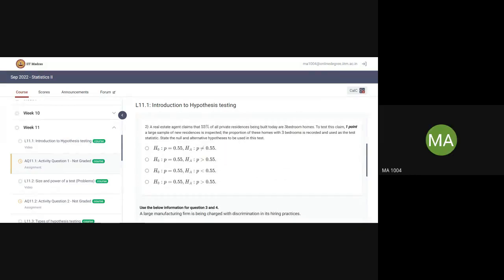Is there any other example? Ma'am, can I ask something in the same question? If the question would have been that the real estate agent claims that 55% of all residents being built are not 3-bedroom homes, then the null would have been P equals 0.55. Even then, yes, even then. We will always put the is-equal-to part in the null. You always put the simple hypothesis in the null hypothesis, no matter what the question statement says.